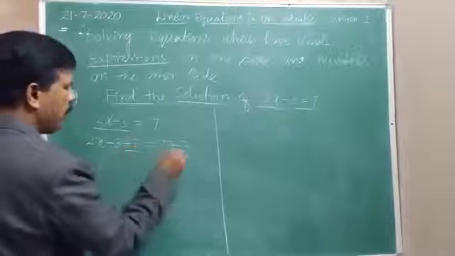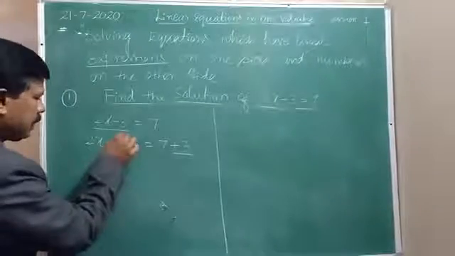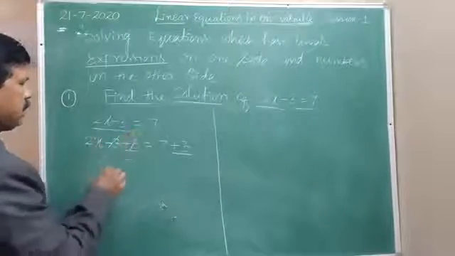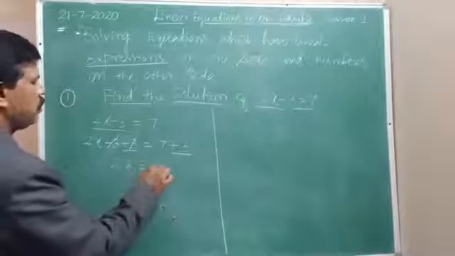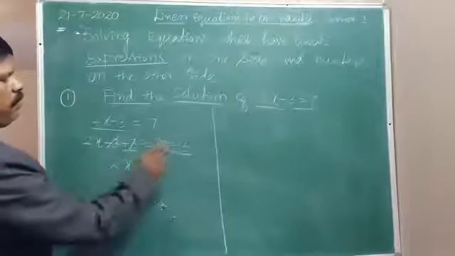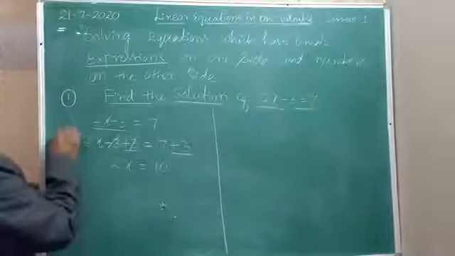Here you added plus 3. Okay. So on adding this, these terms get cancelled. Left out is 2x is equal to 10. 7 plus 3 is equal to 10. Now this is the first step.